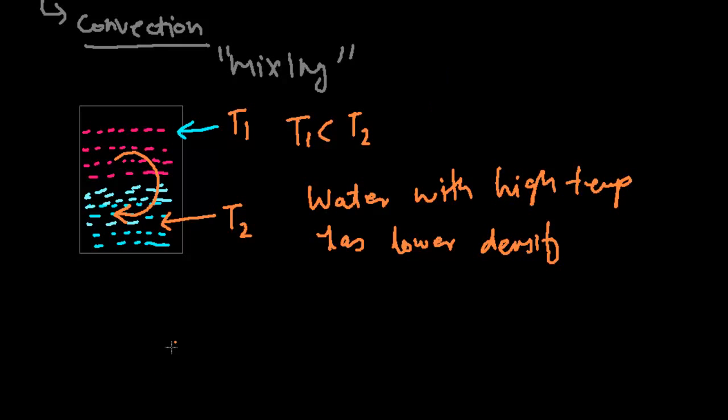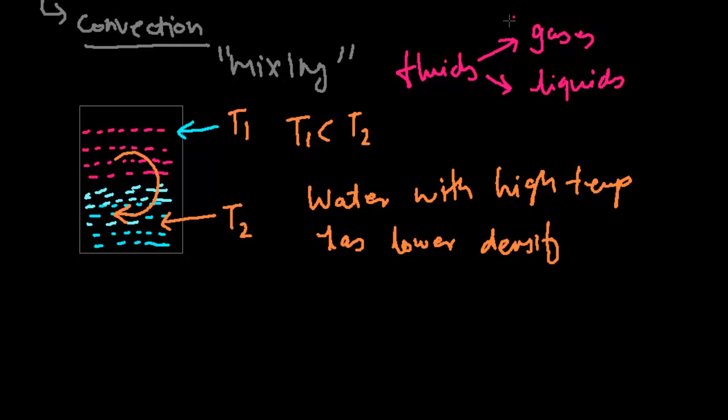But convection is possible only for fluids, meaning gases and liquids. It does not happen for solids, because solids can't flow, so how are they going to shift over here like this? So this is possible only in the case of liquids and gases, that is, fluids. And this is all about convection.